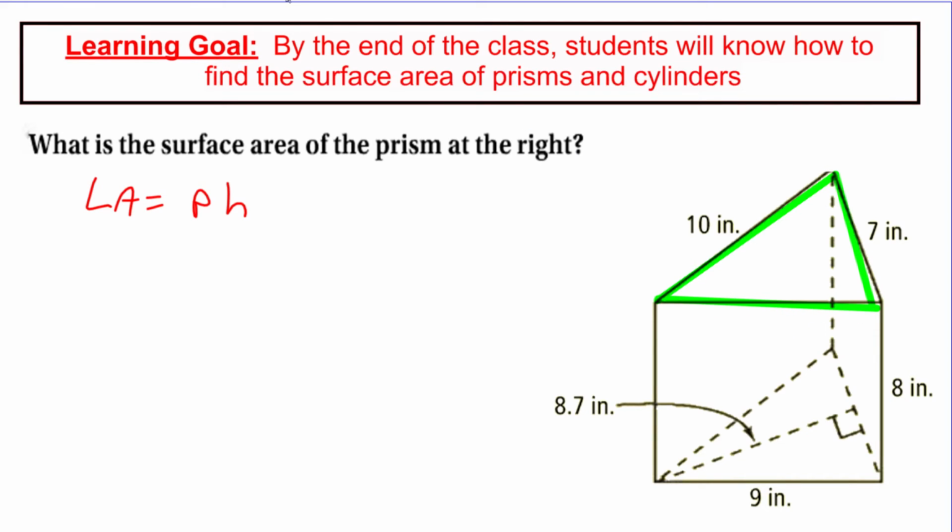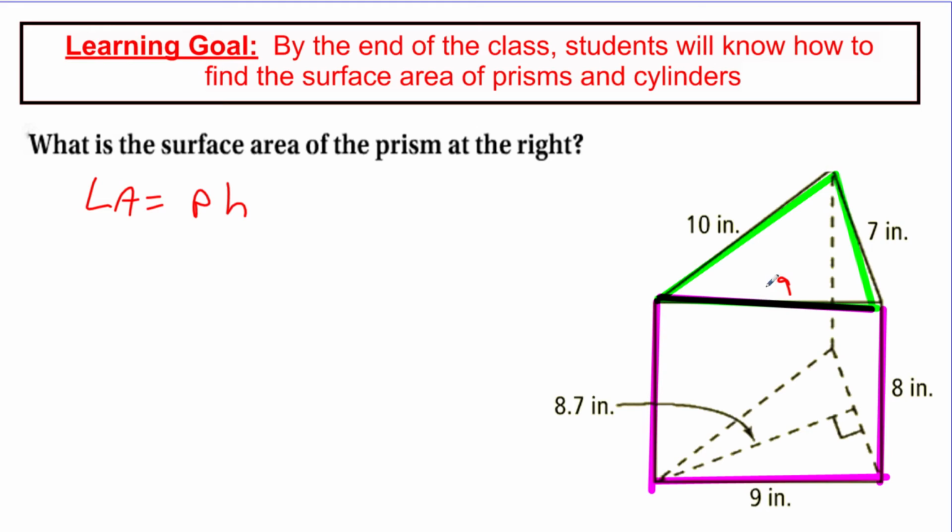What we're going to do is look at one of these faces. This right here is a face, and if you notice, it's a rectangle, and we know a lot of things about rectangles. The top and the bottom are the same. So if this bottom of the rectangle is worth 9, then the top is also worth 9, right?